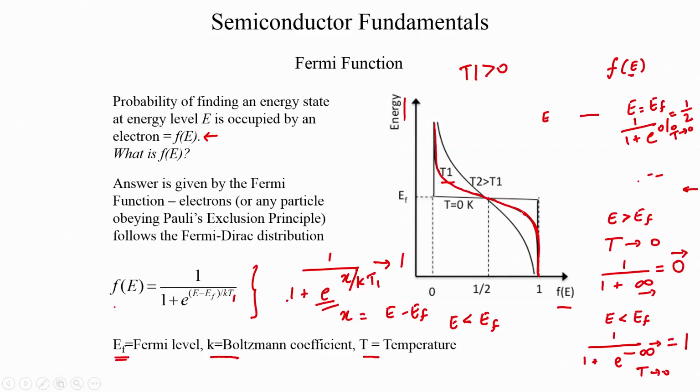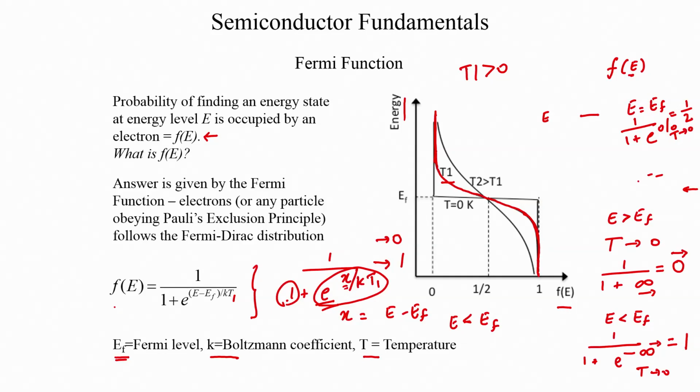And equivalently, as you head above Ef and very far away from Ef, to higher and higher energies, x is a positive number that is continuously increasing, and the exponential term dominates the 1, and you will find that 1 by a very large number tends to 0, and therefore this function starts heading towards 0.